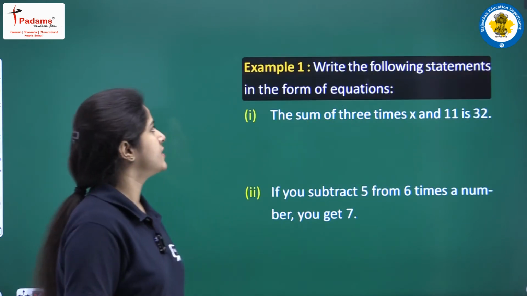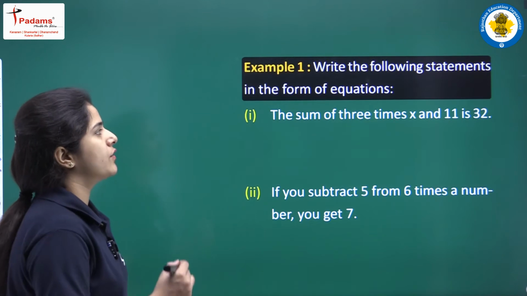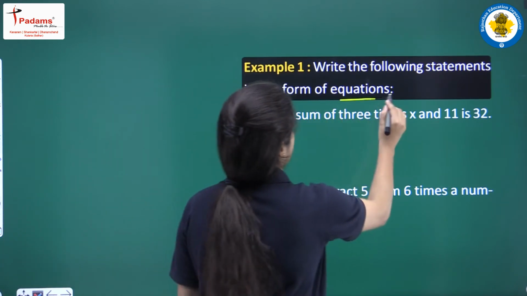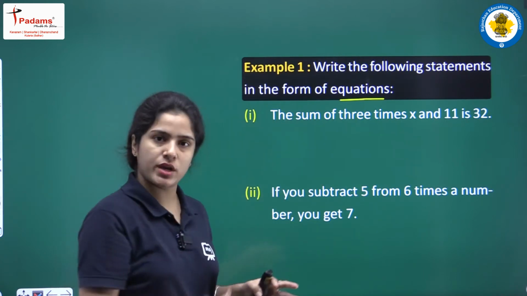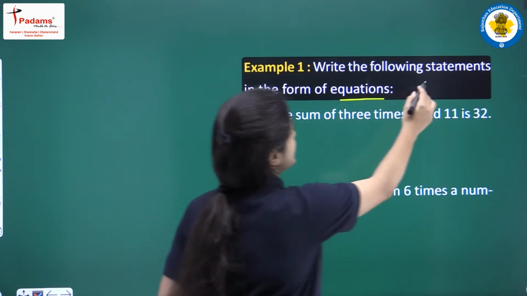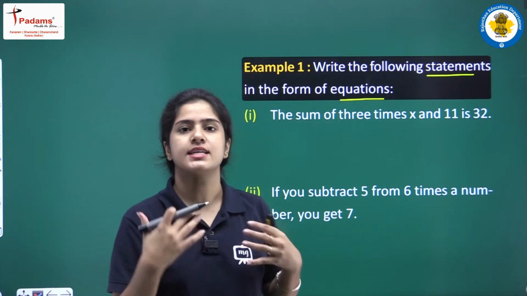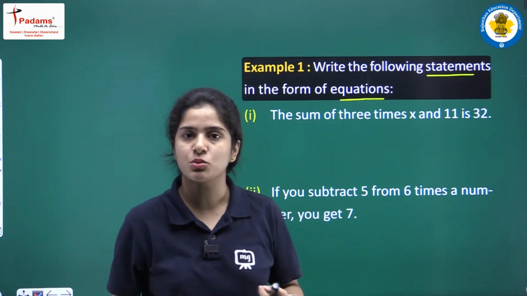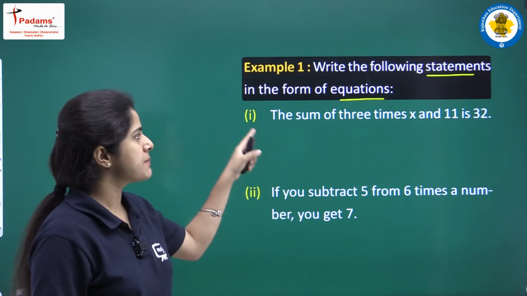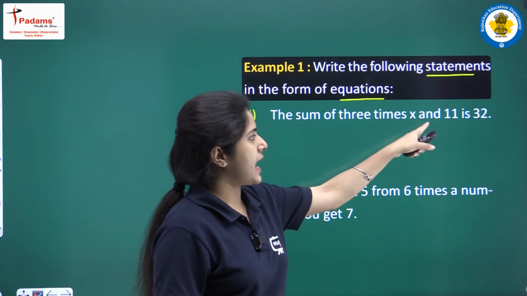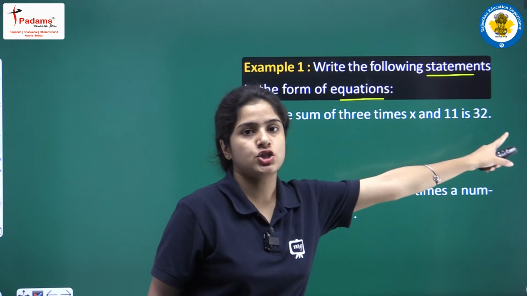Okay, students, so first example, write the following statements in the form of equations. The given things are statements, and we have to write the statements as equations. So the first statement is: the sum of 3 times x and 11 is 32.